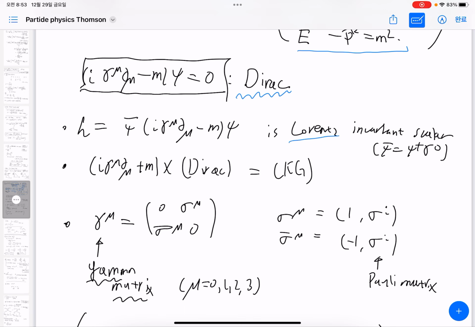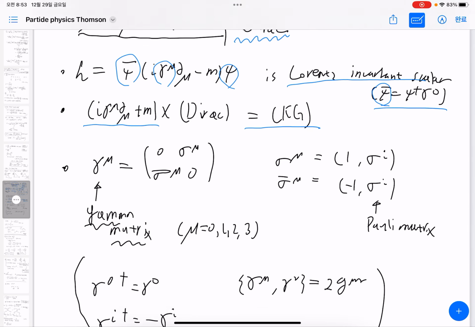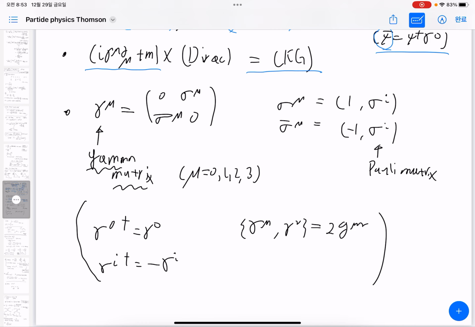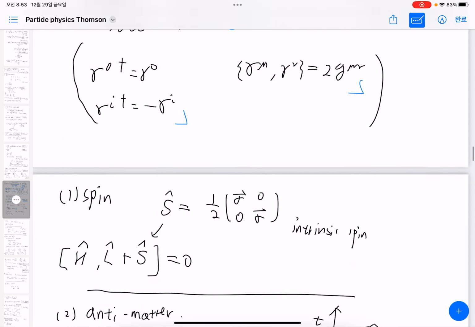So for the Lorentz invariant scalar with the adjoint spinor and the gamma matrix, psi bar gamma psi is a Lorentz invariant scalar. And if we multiply such factors, then the equations are reduced to the Klein-Gordon equation as the propagation equation. The gamma matrix is constructed with the Pauli matrices as a 4x4 matrix, where sigma mu and sigma mu bar are defined like that. And the gamma matrices have the following properties: Hermitian and anti-Hermitian, and anti-commutative relations between them.